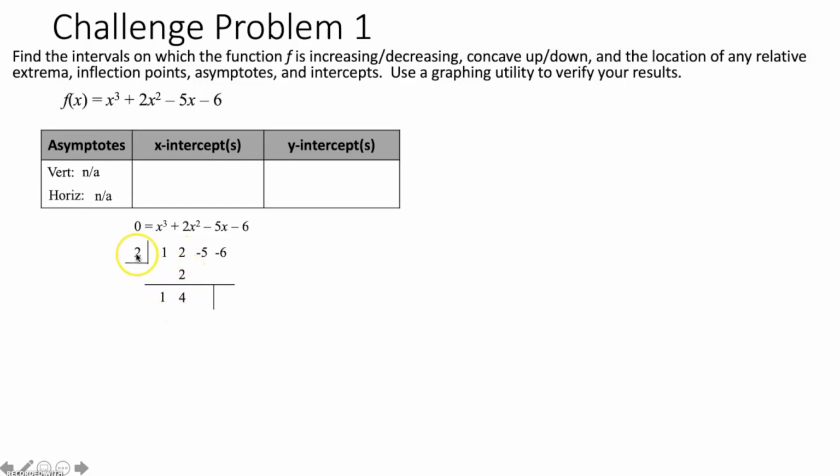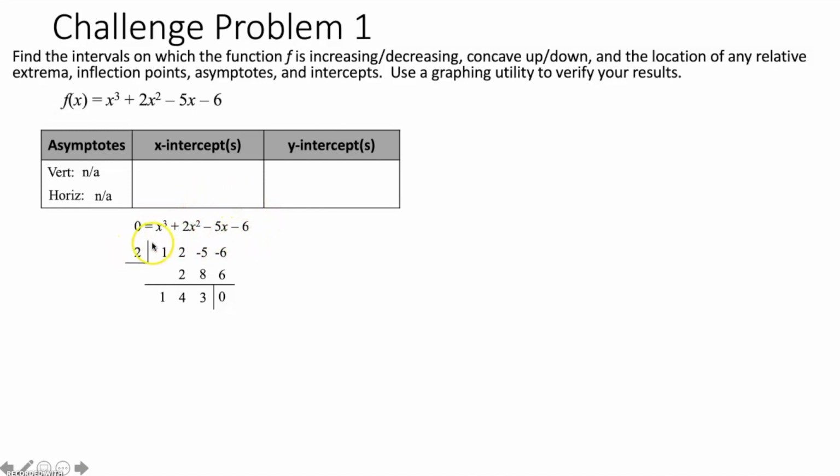That goes here. Then I multiply again. 2 times 4 gives me 8. That goes here. Then I add down. 8 plus negative 5 is 3. Then I multiply. 2 times 3 is 6. I then add down, and I get 0. So this in here is my remainder. Because my remainder is 0, that means that 2 goes in evenly, meaning that 2 is going to be one of my roots of this polynomial.